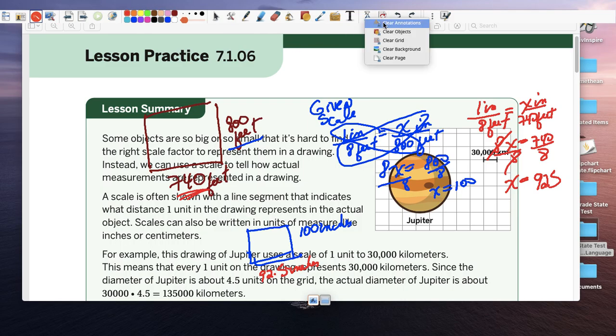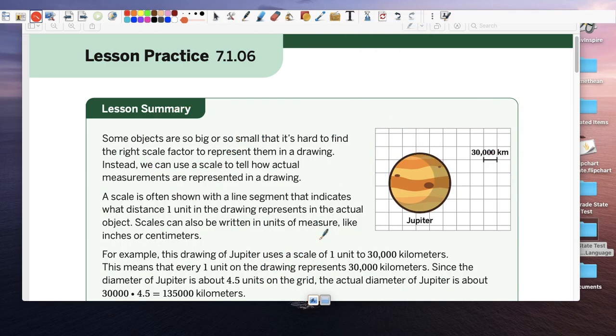Choice. So, lesson summary, scale. A scale is a ratio that compares the distance on a map to the actual distance. For example, in this one, they're telling you that this distance right here, 1 unit on this grid, is being compared to the actual distance. In real life, one unit here is equal to 30,000 kilometers.